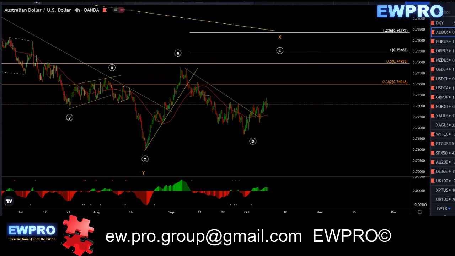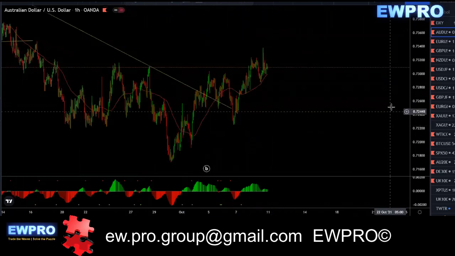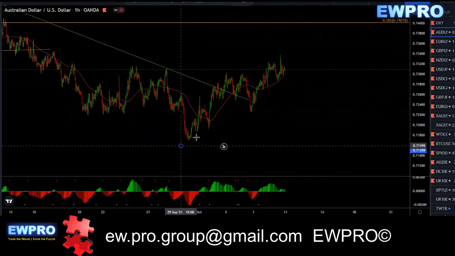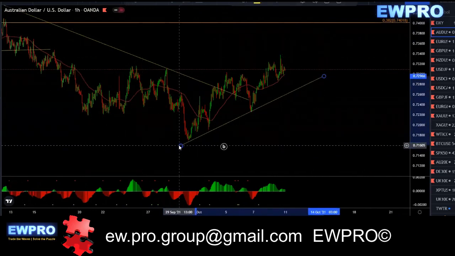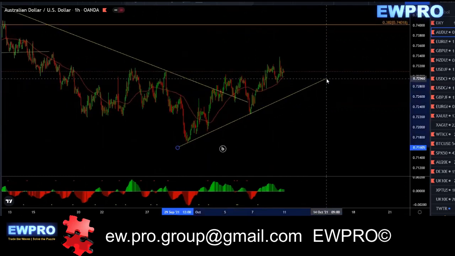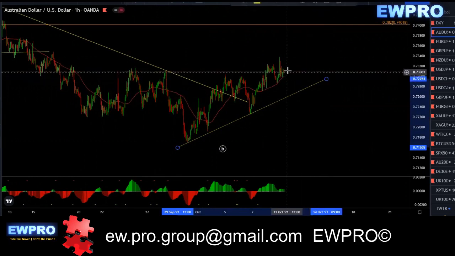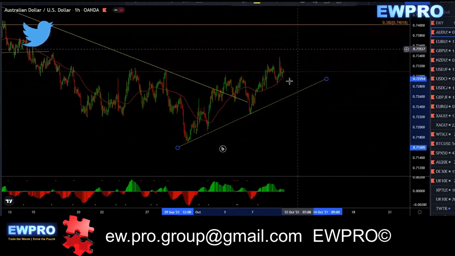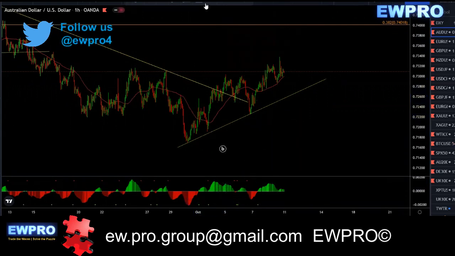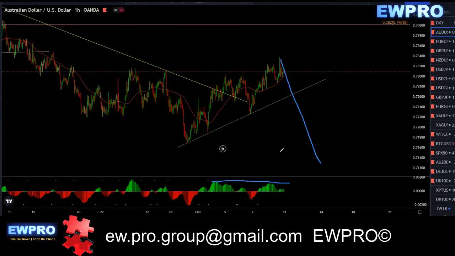Looking at the H1 though, it's still looking rather corrective. We've already got bearish divergence in here. Now that may change, but it would have to move up fast to get rid of this possible bearish divergence that we do see on the MACD here. So we may still get another one down here to finish off this B wave and then give us another one up.